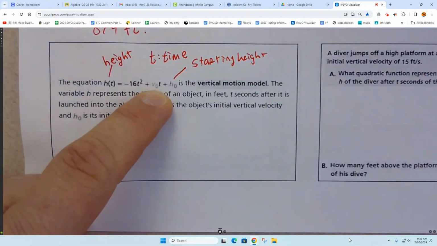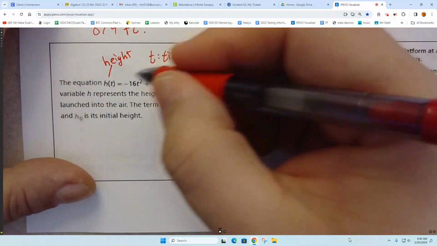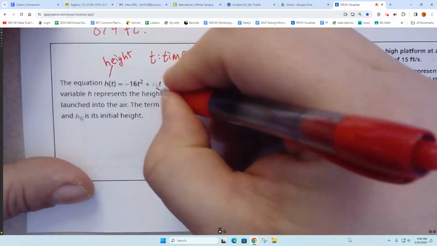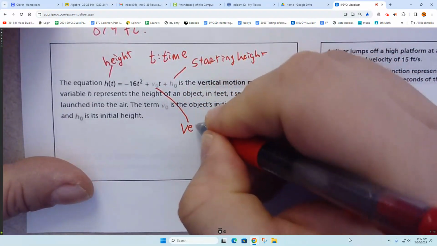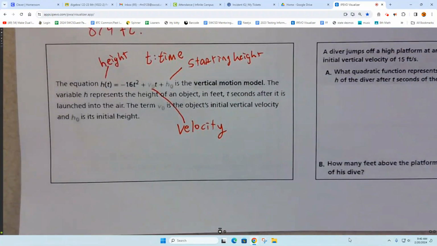Anyone know what v might be? It's v of 0, so 0 means starting. Velocity. What is velocity? The speed at which you're going. It's speed with force? Mass and distance? Distance and time. Speed with time. Let me put it to you this way.